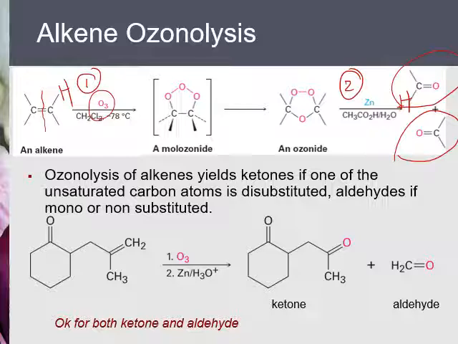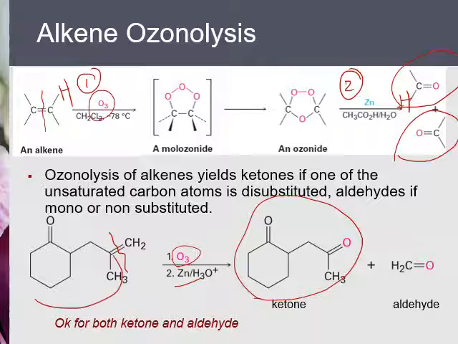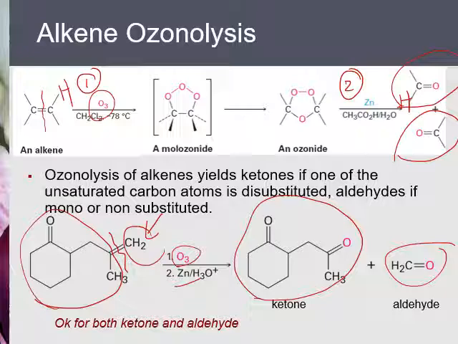This molecule is treated with ozone, followed by zinc reduction. The double bond cleaves, adding two oxygens. The left side is a ketone, and the right side is an aldehyde because the right side carbon has two hydrogens.